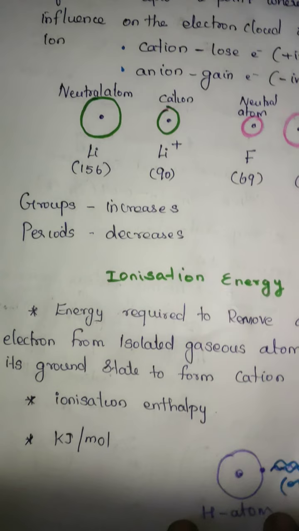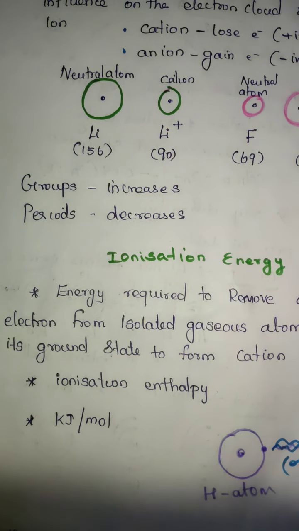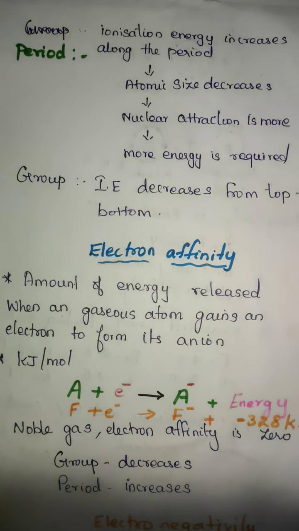The amount of energy is expressed in kilojoule per mole. When we see in the periodic table, in the group, the ionization energy decreases from top to bottom. From top to bottom, there are more valence shells and the attraction between the nucleus and the outermost valence shell will be less. So it is very easy to remove the outer shell electrons from top to bottom. Because of more valence shells, the attraction between the nucleus and the outermost shell electron will be less. So we need to put less energy to remove that electron from the shell.